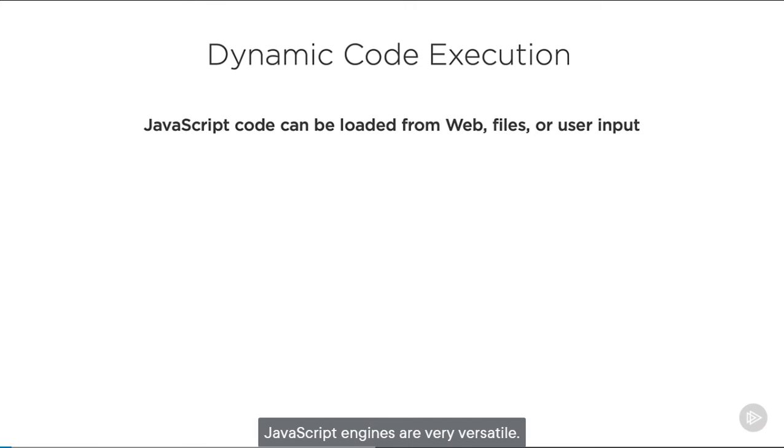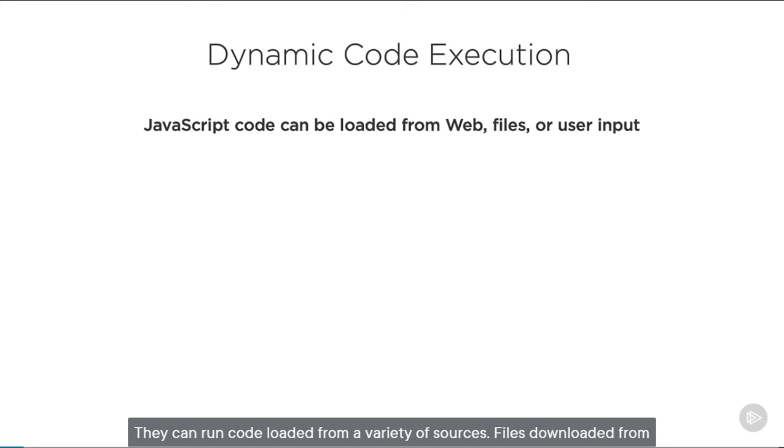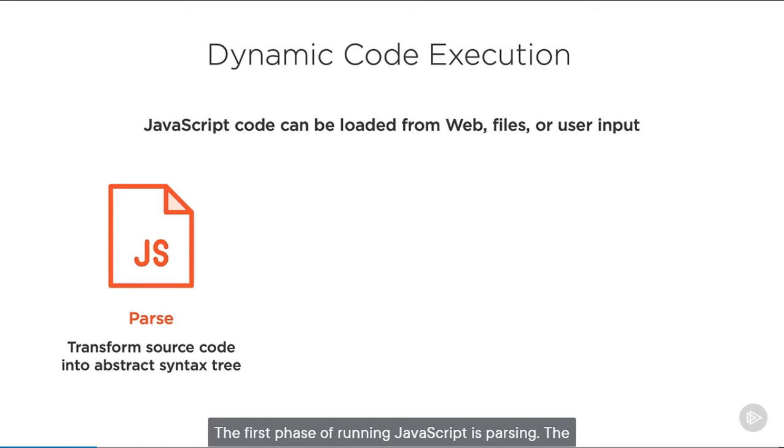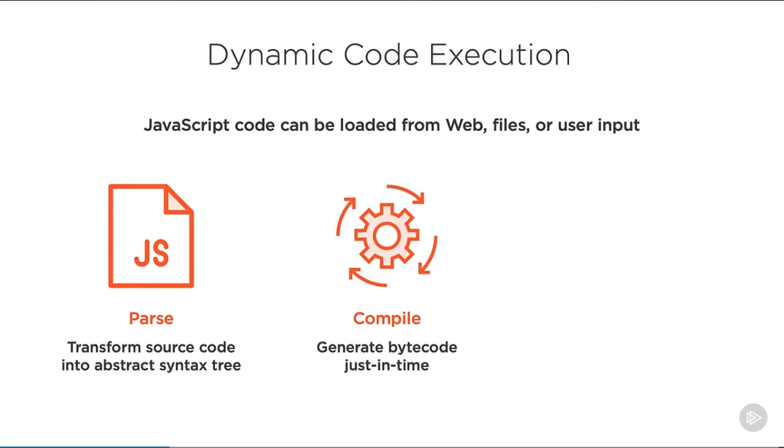JavaScript engines are very versatile. They can run code loaded from a variety of sources. Files downloaded from the web and read from files on disk are the most popular, but the code may also come from user input or program variables. The first phase of running JavaScript is parsing. The JavaScript engine reads the source code, analyzes it, and builds an abstract syntax tree representation of the script or module.